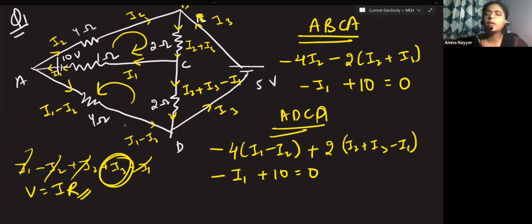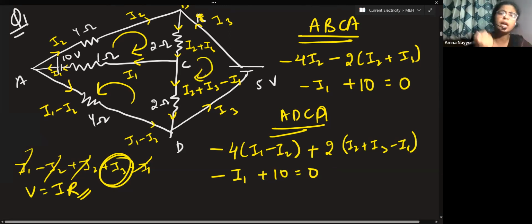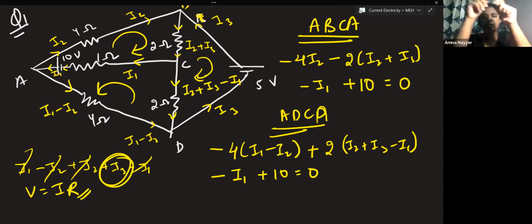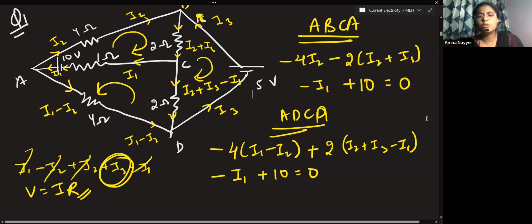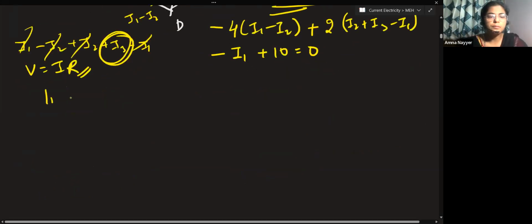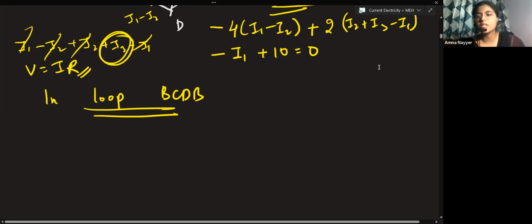Take the third loop. Any direction you wish to take. Let's take clockwise again. This time we took anti-clockwise. This loop is BCDB because this is actually in this way, no? So the loop will be the BCDB loop. In loop BCDB, let's start writing.